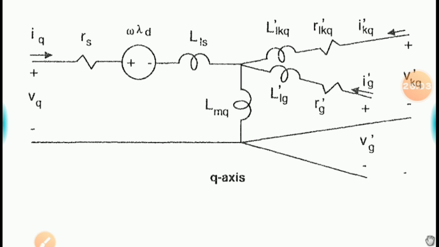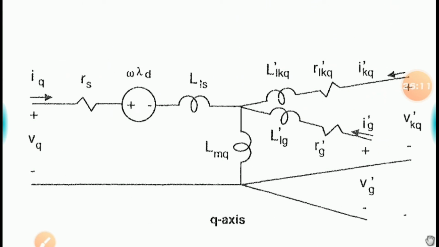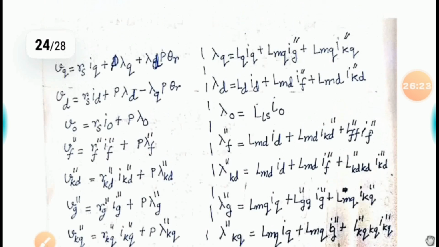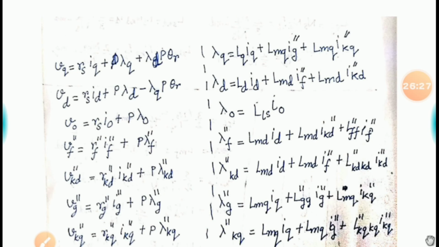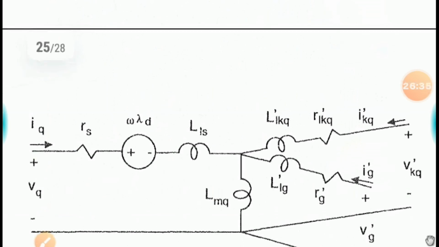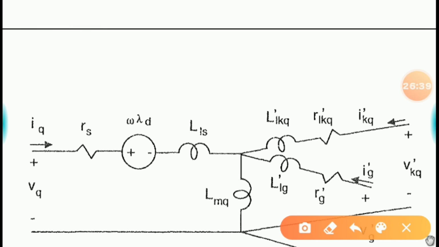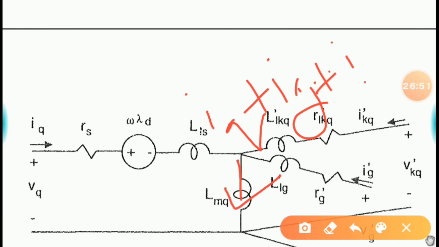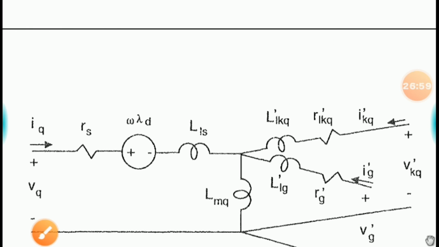Now here you can see this LMQ, whatever voltage you are getting here due to IQ, if you allow the flow of current, only IQ will flow through this. Now see, here this lambda Q, then you are having LMQ IG double dash, LMQ IKQ double dash. That means in this parallel branch of this inductor, all three currents are flowing: your IQ plus IG plus IKQ.